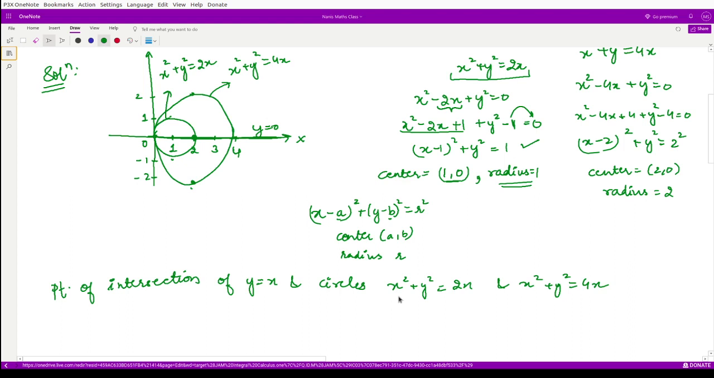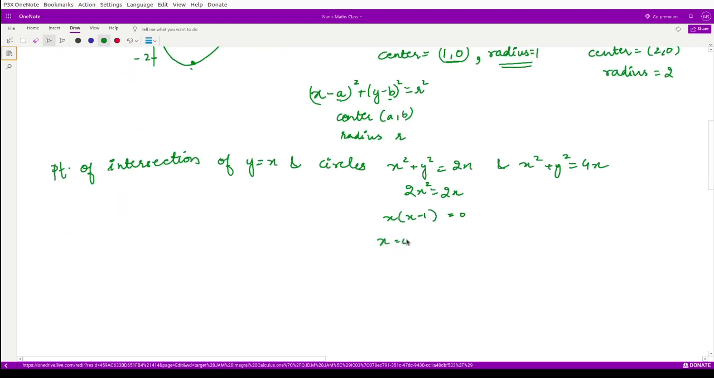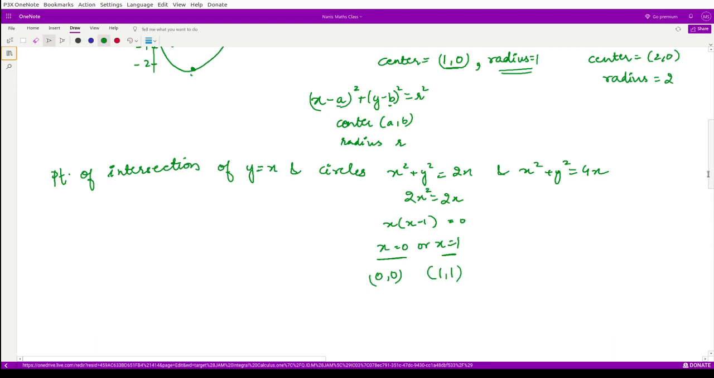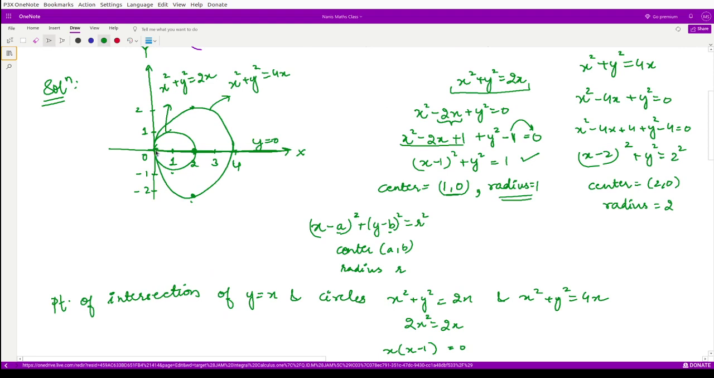So when you write y is equal to x, you will have 2x square is equal to 2x, or you obtain the value of x as equal to 0, 1. So here you have the value of x as equal to 0 or it is equal to 1. That means the point here is either 0, 0 or the point 1, 1. So here the circle meets this line at this point, either 0, 0 or here at this point 1, 1.